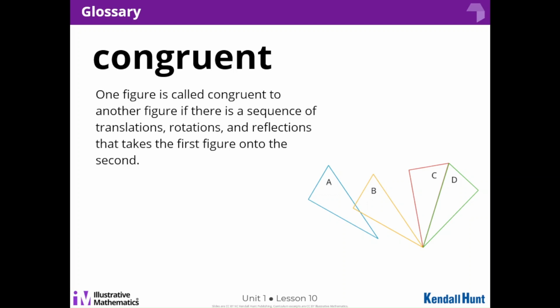We're going to be sliding them around. We're going to be rotating them. We're going to be reflecting them. But we want to make sure that they're still congruent. So we don't want to make them any bigger or smaller, and we don't want to change the angles at all.